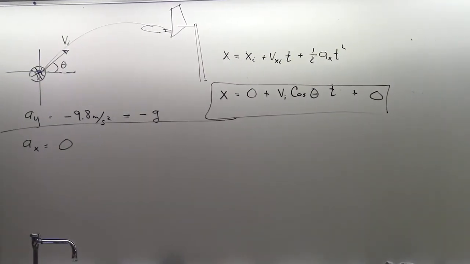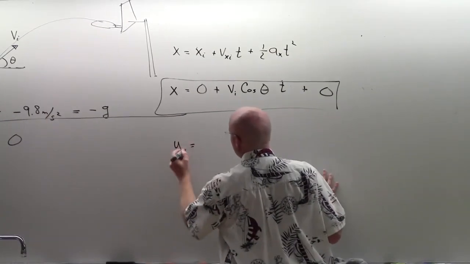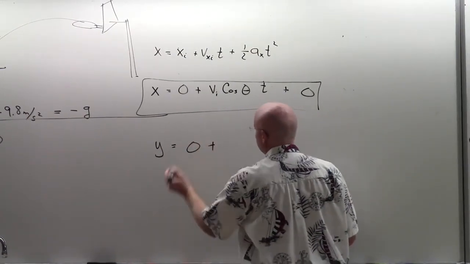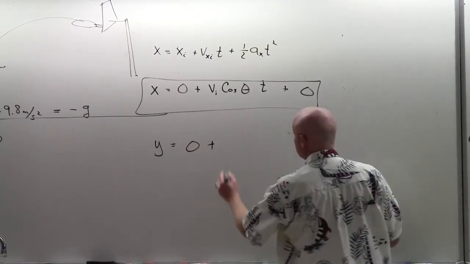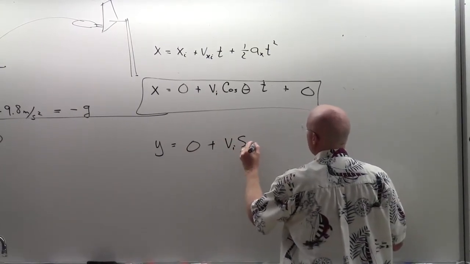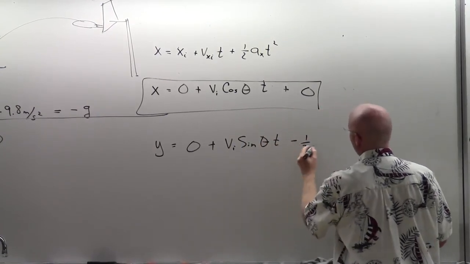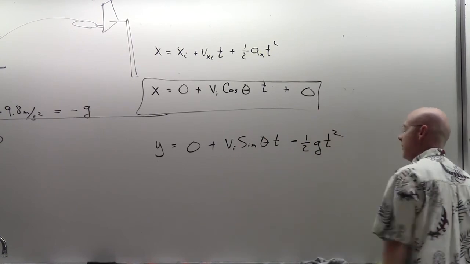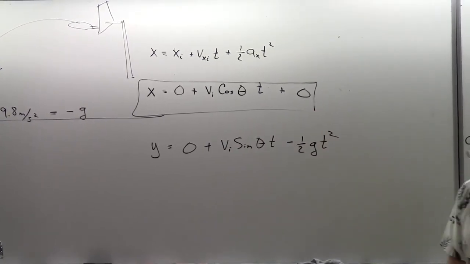Where is the basketball on the x-axis? And we are out of time, but I'll just put it here. Y would be what? Initial position would be 0. What would be initial velocity in the y direction? Sine theta, good. Times t. And acceleration would be? A negative g. And so that would be my equation for the basketball in the vertical direction.